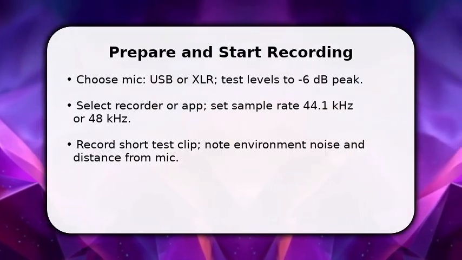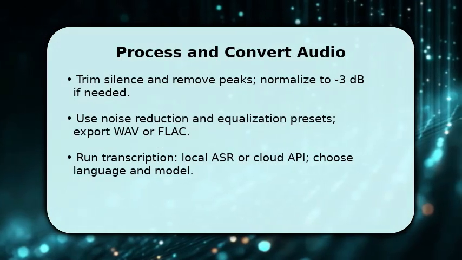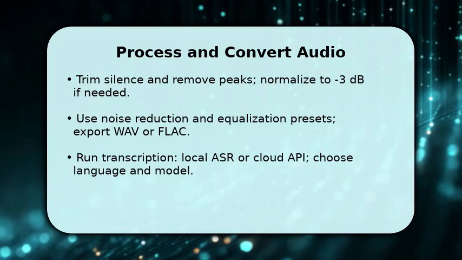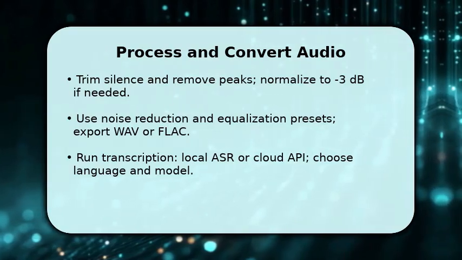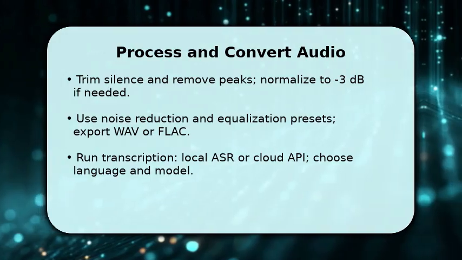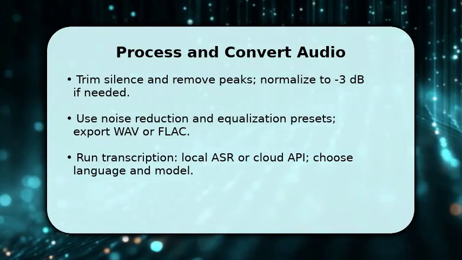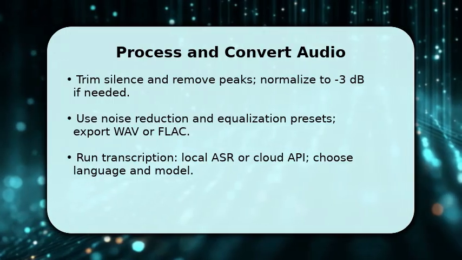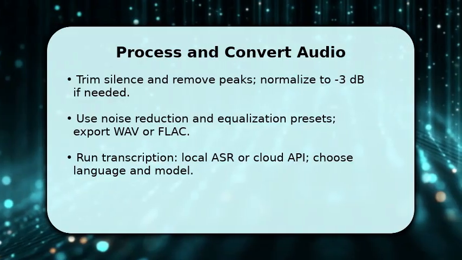Once you have clean takes, trim leading and trailing silence and remove obvious clicks or pops. Normalize gently to about -3 dB so software reads levels consistently. Next, apply noise reduction and a light EQ to enhance clarity. Boost presence around 3.6 kHz and reduce low rumble below 80 Hz. Export a lossless file like WAV or FLAC.